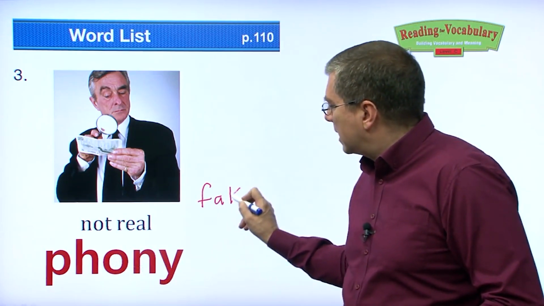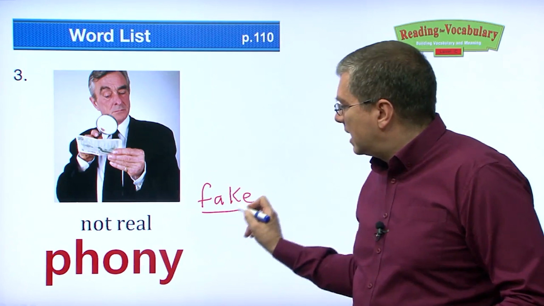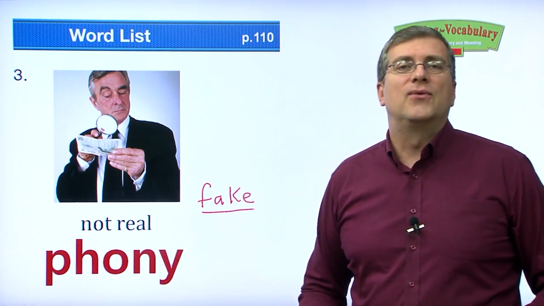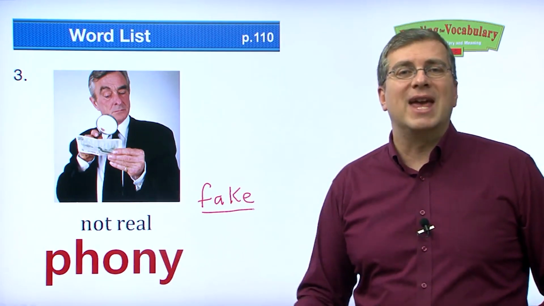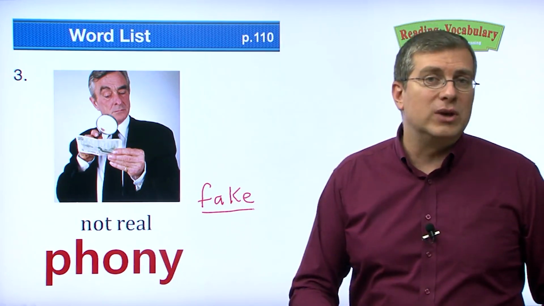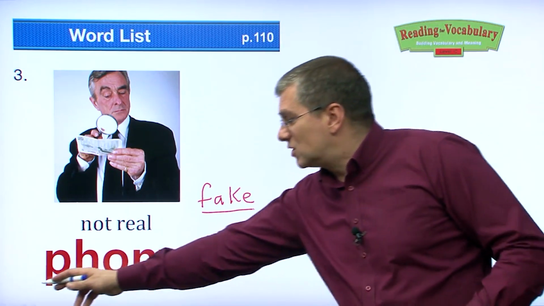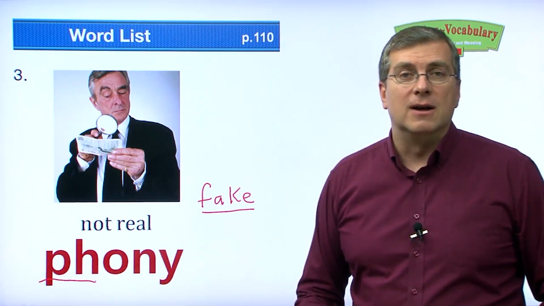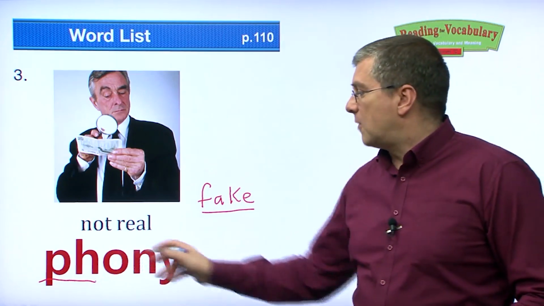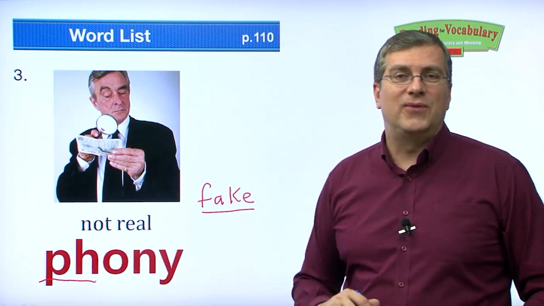There's another word that's very common we use for that. We say fake. If something is fake, it's the same as saying phony, not real. It's fake, it's not real. It's phony, it's not real. PH is pronounced as F, phony. Okay, so it's phony, not real, or it's fake.